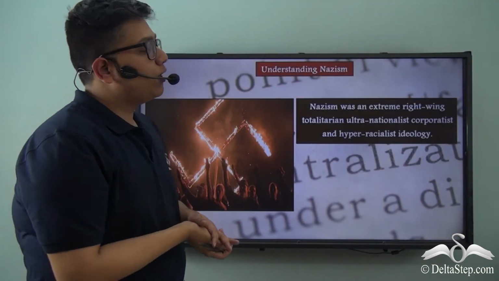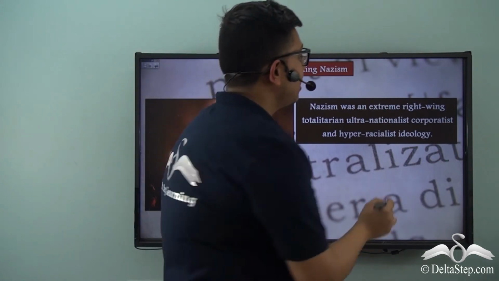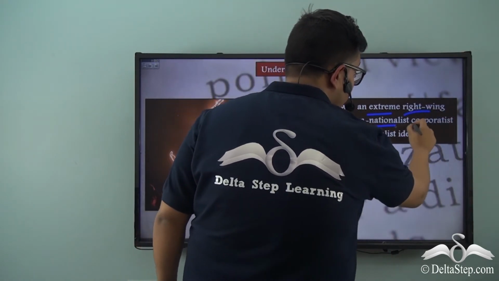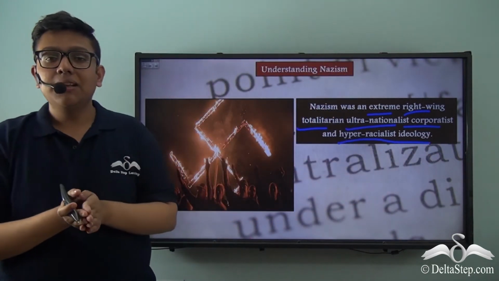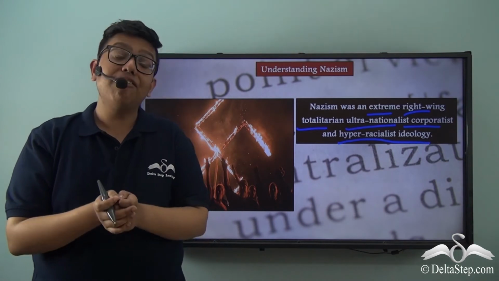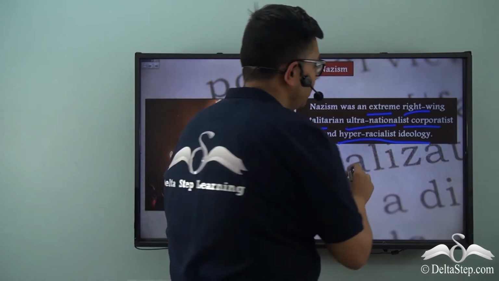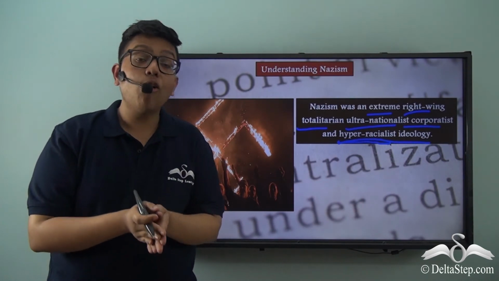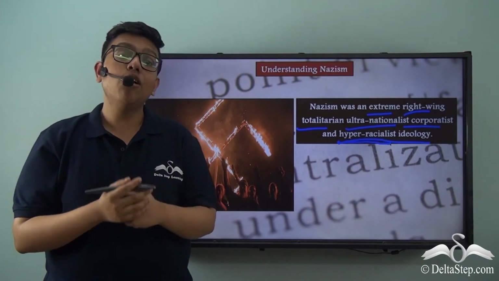So let us now understand what Nazism as an ideology really is. Nazism can be best defined as an extreme, right-wing, totalitarian, ultra-nationalist, corporatist and hyper-racialist ideology. Now all these terms mean something to us already. This is because we have understood the meaning of these terms while understanding fascism. However, one word seems a bit strange, and that happens to be hyper-racialist ideology. Now, as I mentioned, Nazism was like an evolved or a modified version of fascism, and therefore hyper-racialism was a unique trait of Nazism.